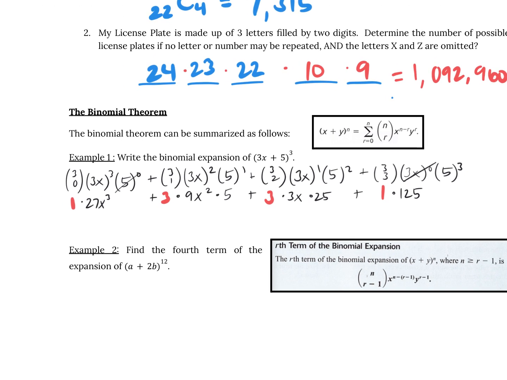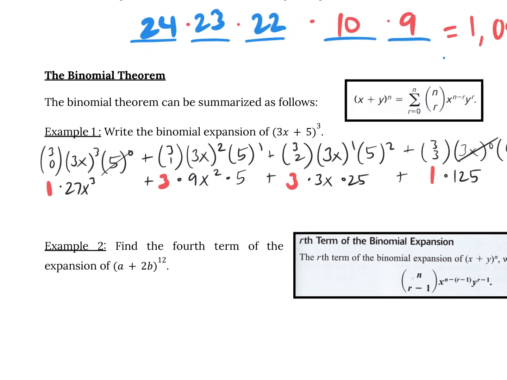So I can simplify this one more time to give me 27x cubed plus, let's see, what does this give me? 135x squared plus 225x plus 125.